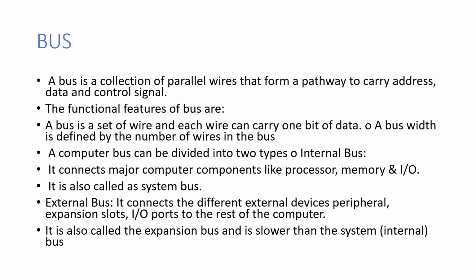So the last one is the bus. So what is a bus? The bus is a collection of parallel wires that form a pathway to carry the address, data, and control signals. The functional features of the bus are: the bus is a set of wires, and each wire can carry one bit of information. A bus width is defined by the number of wires in the bus, and it connects the major computer components like processor, memory, and input output, and it is also called the system bus.